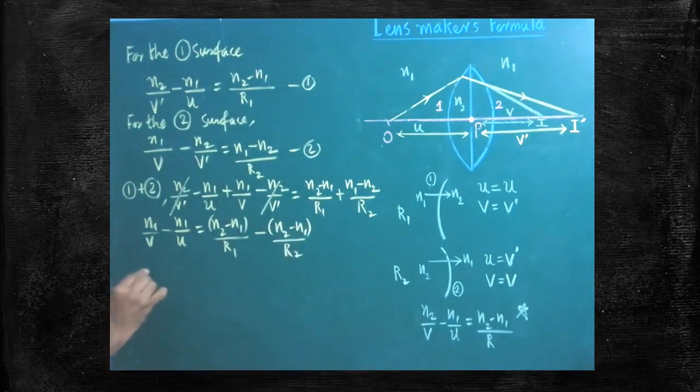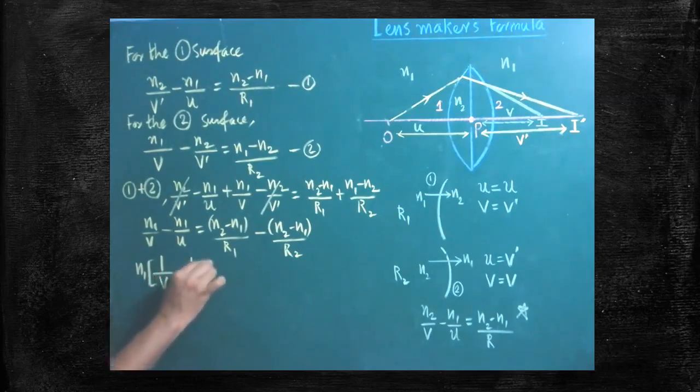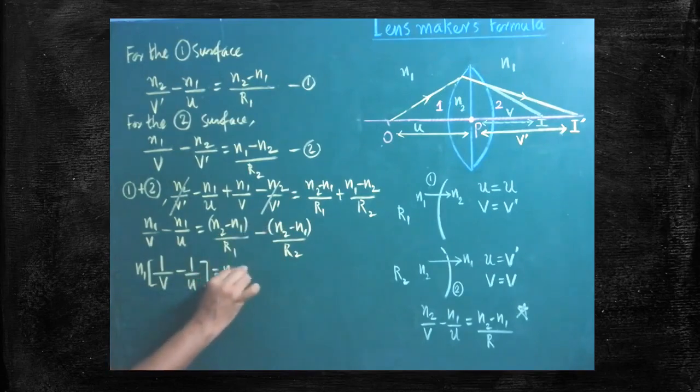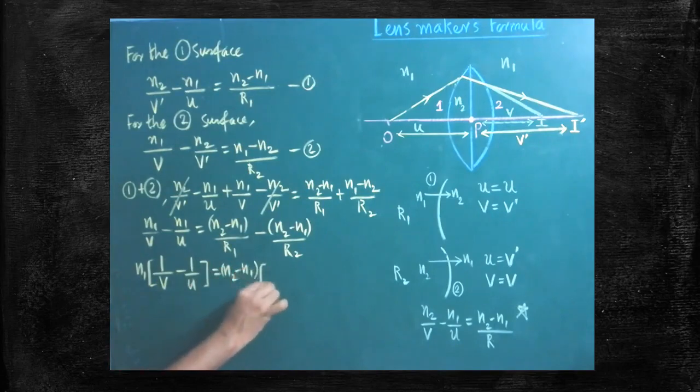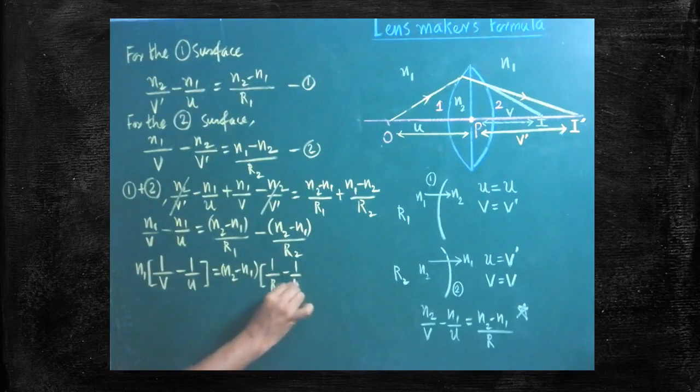Next, what is the next step? N1 is a common factor, so N1 can be written outside the bracket: N1 times 1 by V minus 1 by U is equal to, N2 minus N1 is the common factor here, and the rest of the factors are 1 by R1 minus 1 by R2. Are you clear? So this is the step.